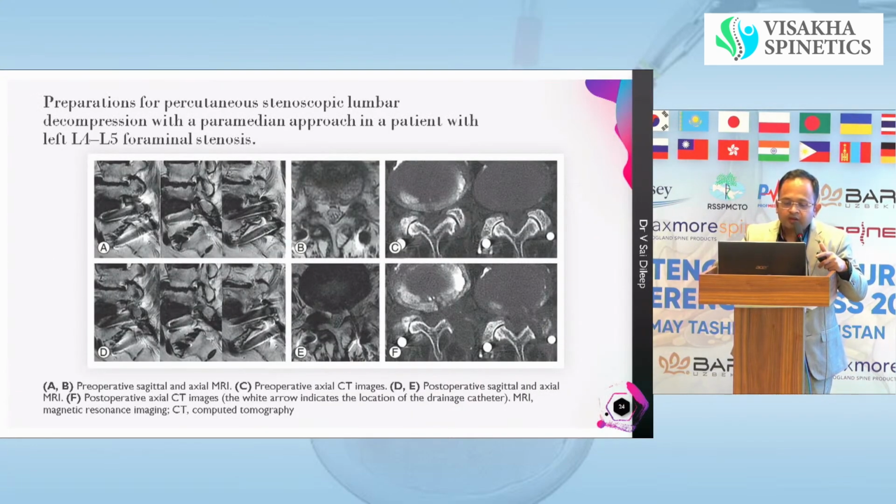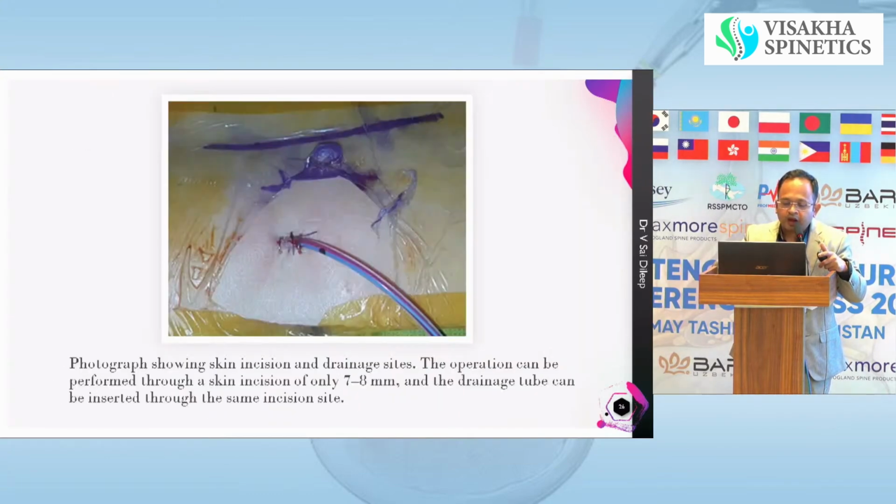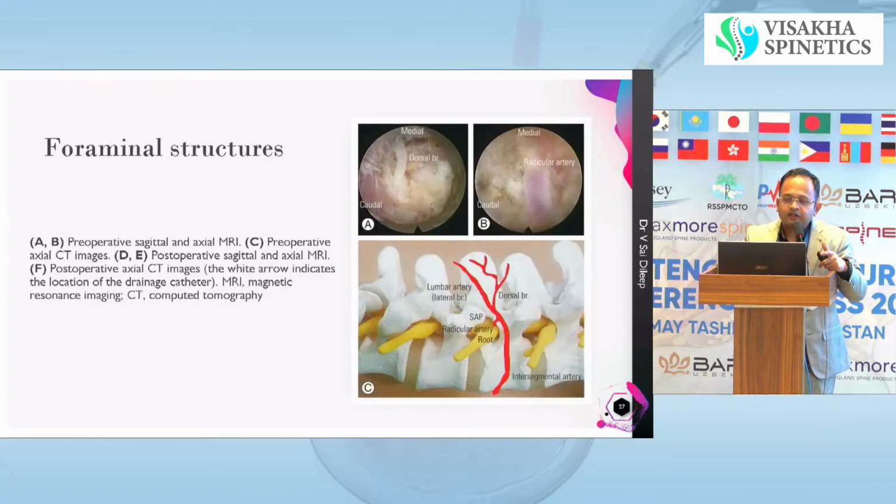So these are the various foraminal stenosis cases which our patients have had post-surgery, who have undergone para-PSLD. These are the foraminal structures. Rarely you tend to have foraminal arteries, which is definitely a bleeder issue, but these are more common in the higher levels, and not much common in the lower levels.